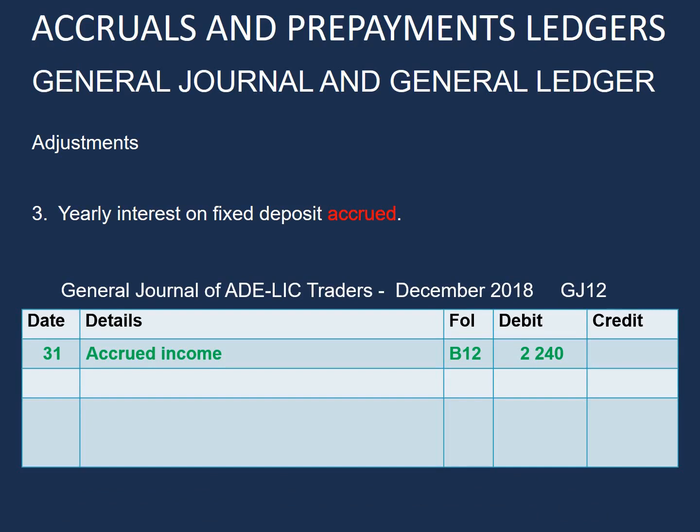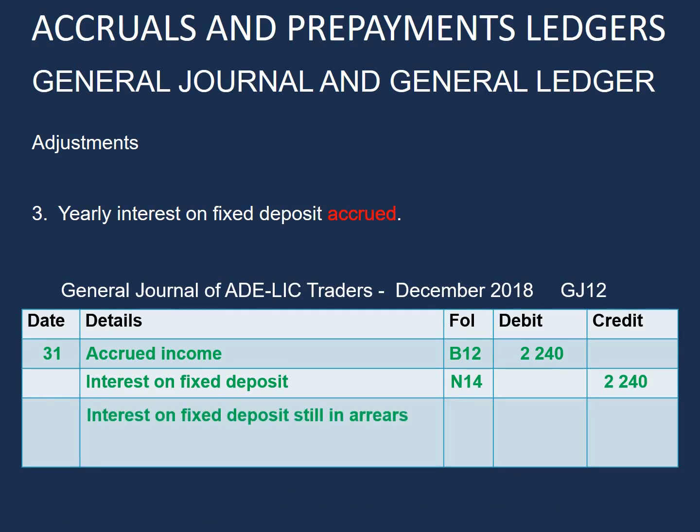Accrued income 2,240, and our credit entry will be interest on fixed deposit with the same amount. Our narration will be interest on fixed deposit still in arrears. Again, note to enter the date, which is 31, and not the number. Let's go ahead and post this to our general ledger.